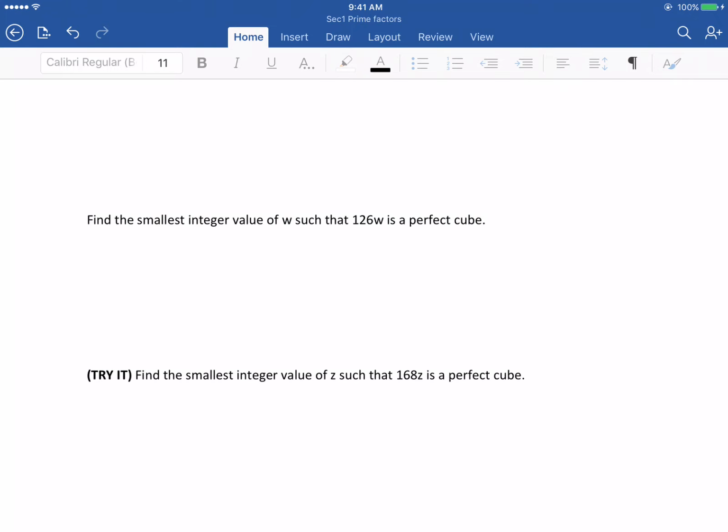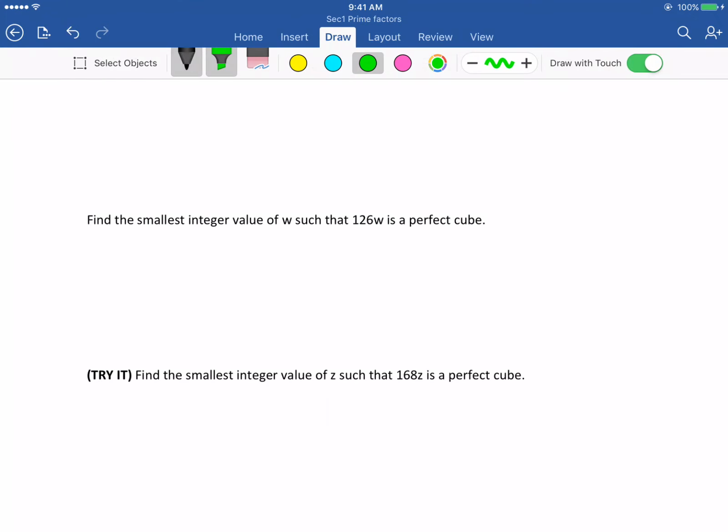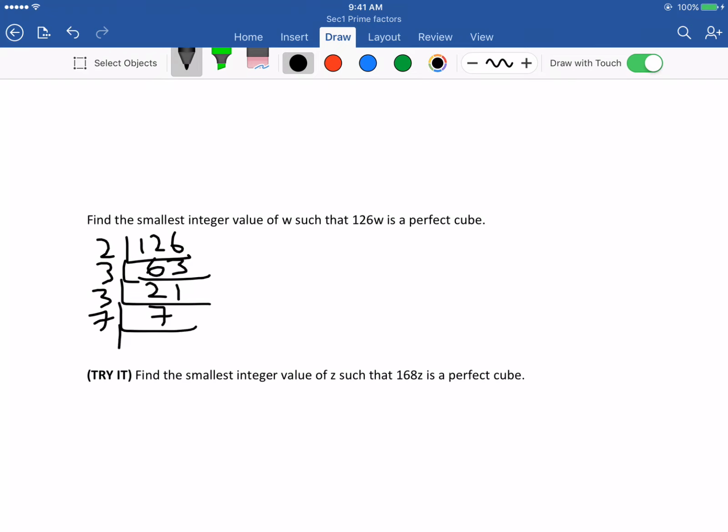Next one, same thing. Now we're going to make 126 into a perfect cube. So first step, same thing. Going to express 126 in terms of prime factors. So write 126 divided by 2, 63 divided by 3, 21 divided by 3, 7 divided by 7, 1. So 126 is actually equal to 2 times 3 squared times 7.